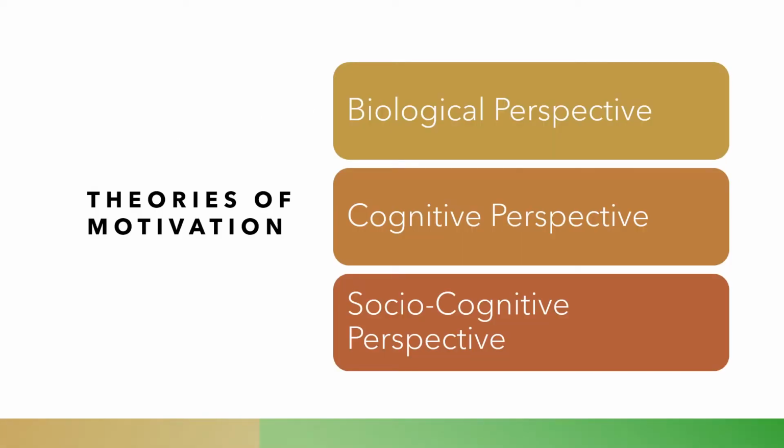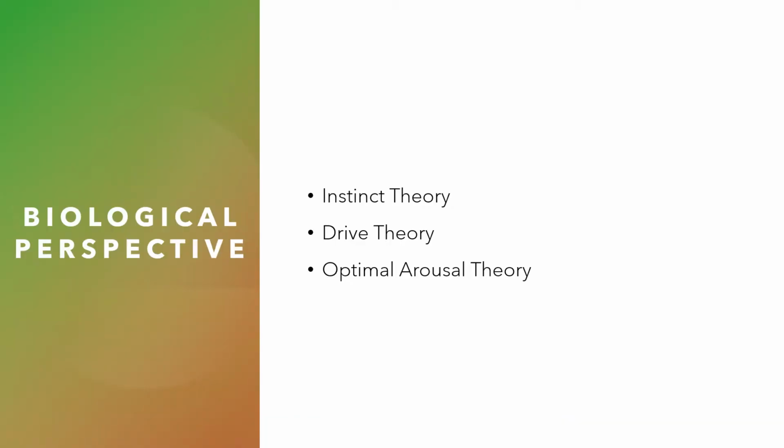So now we are going to look at theories of motivation. We have three types of theories: biological perspective, cognitive perspective, and socio-cognitive perspective. On the biological perspective, we have three theories: first instinct theory, drive theory, and optimal arousal theory. Now we'll talk about each theory in detail.